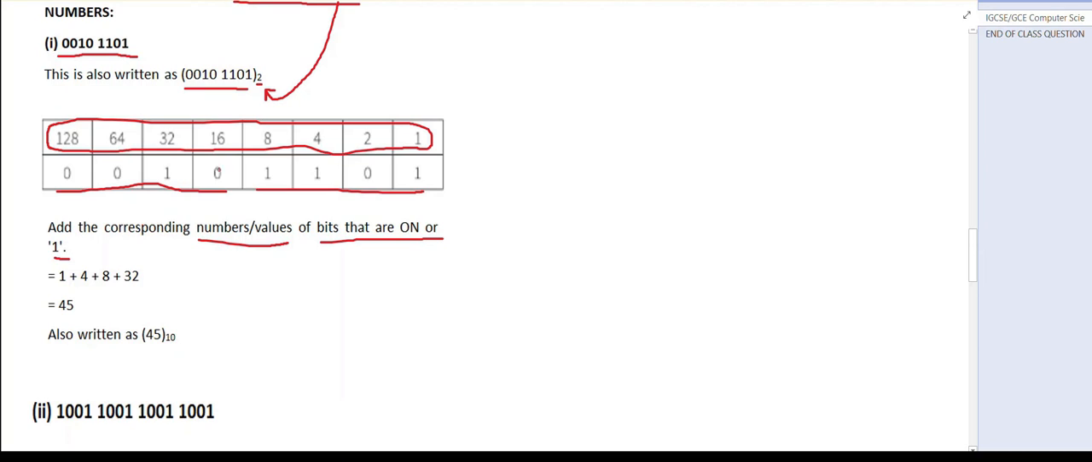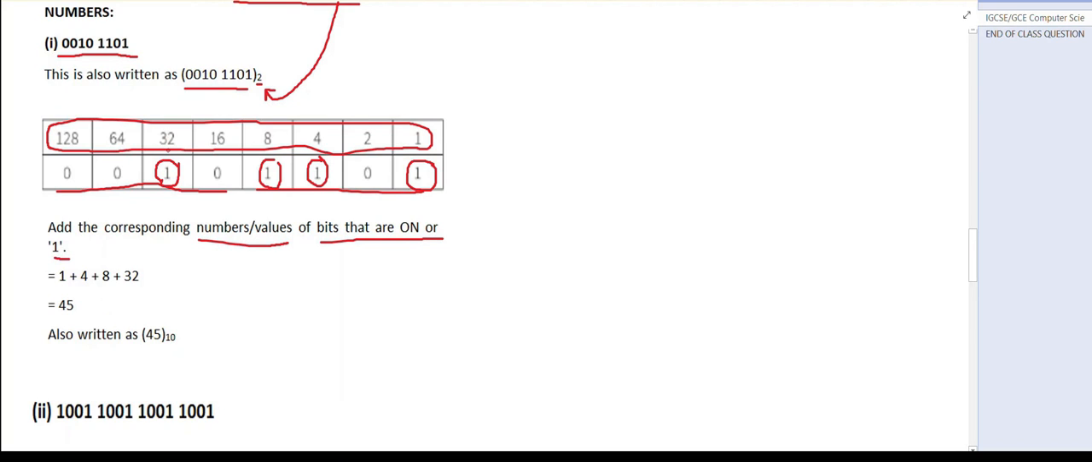Right? The bits that are 1, which bits are 1? This, and this. Out of these 8 bits, these 4 are 1. Now add the corresponding numbers, values of bits that are on or 1. These are 1, 4, 8, and 32.